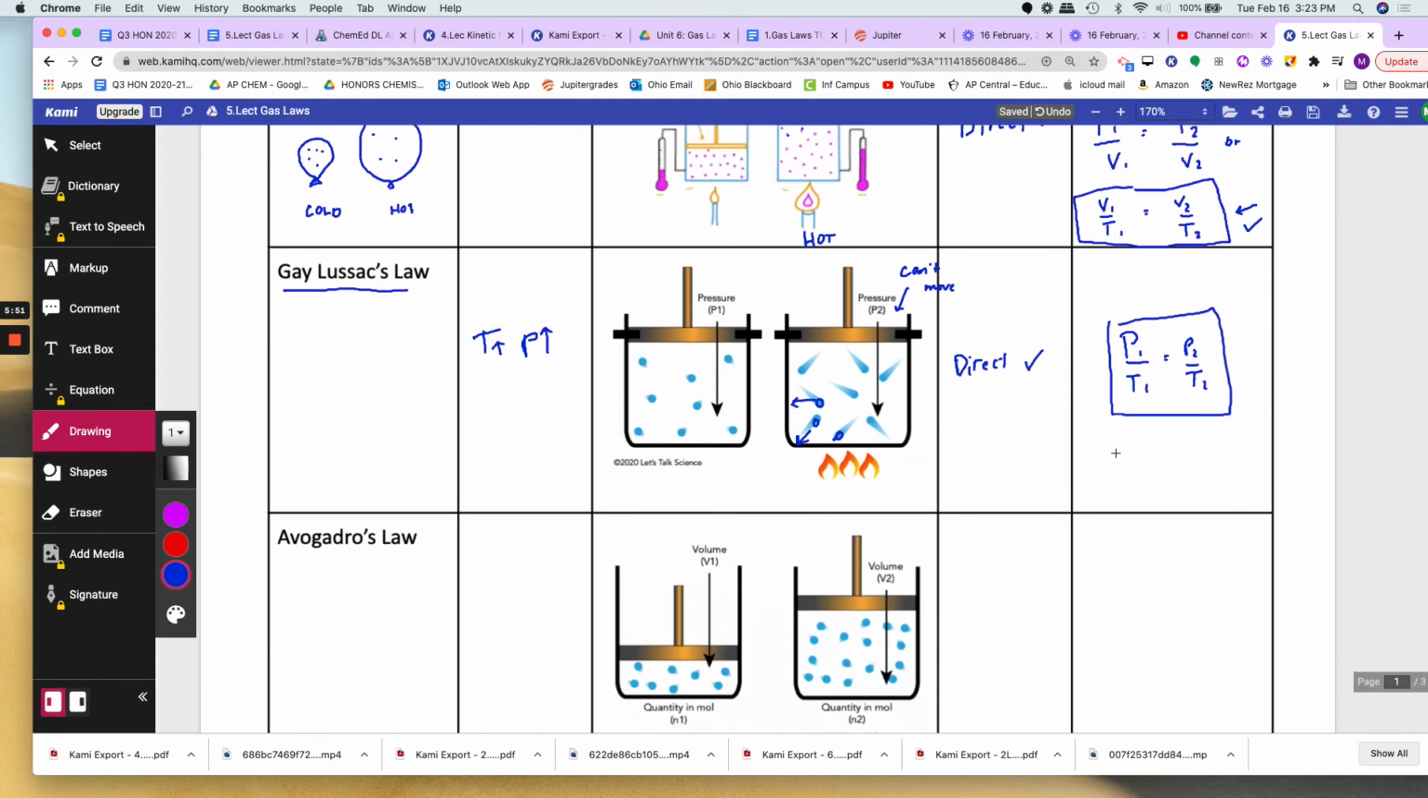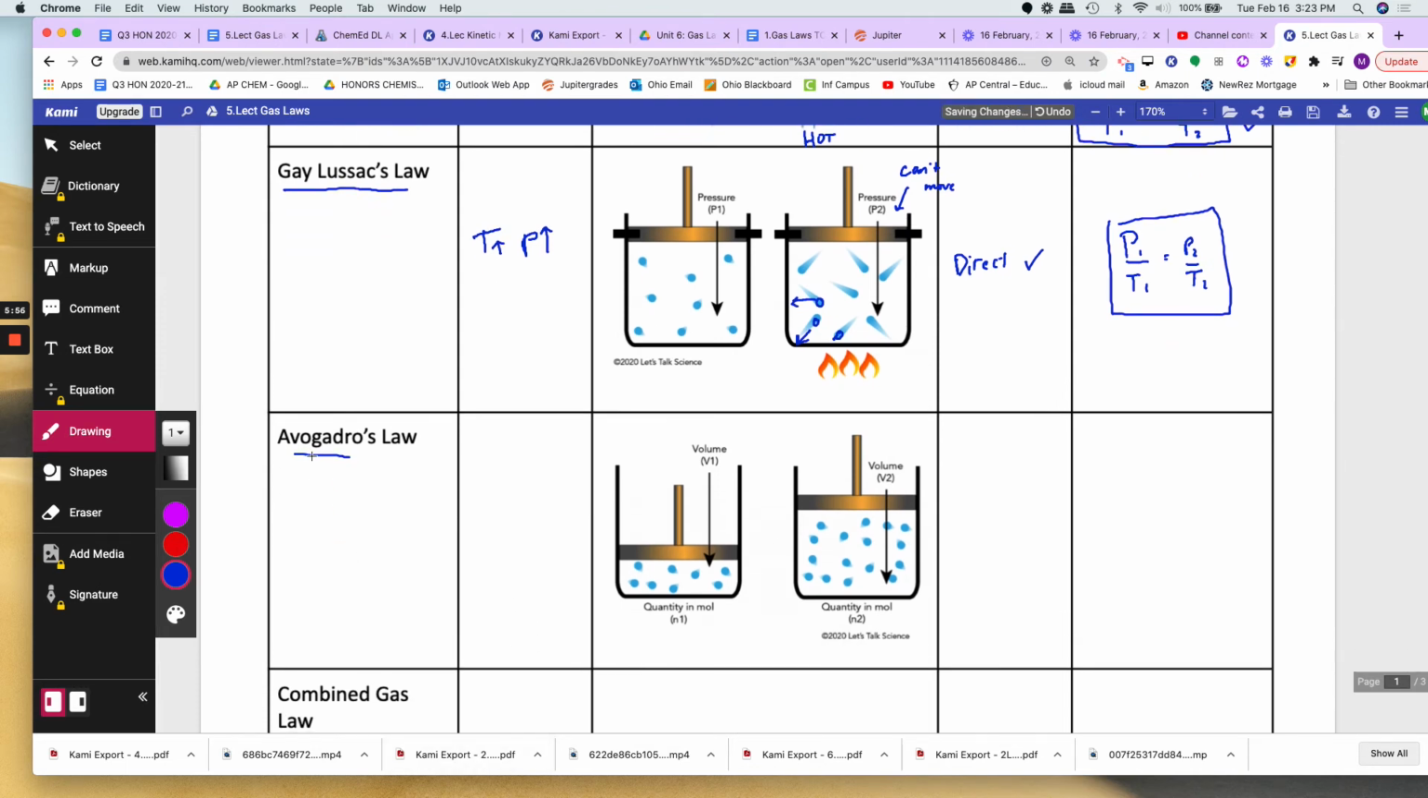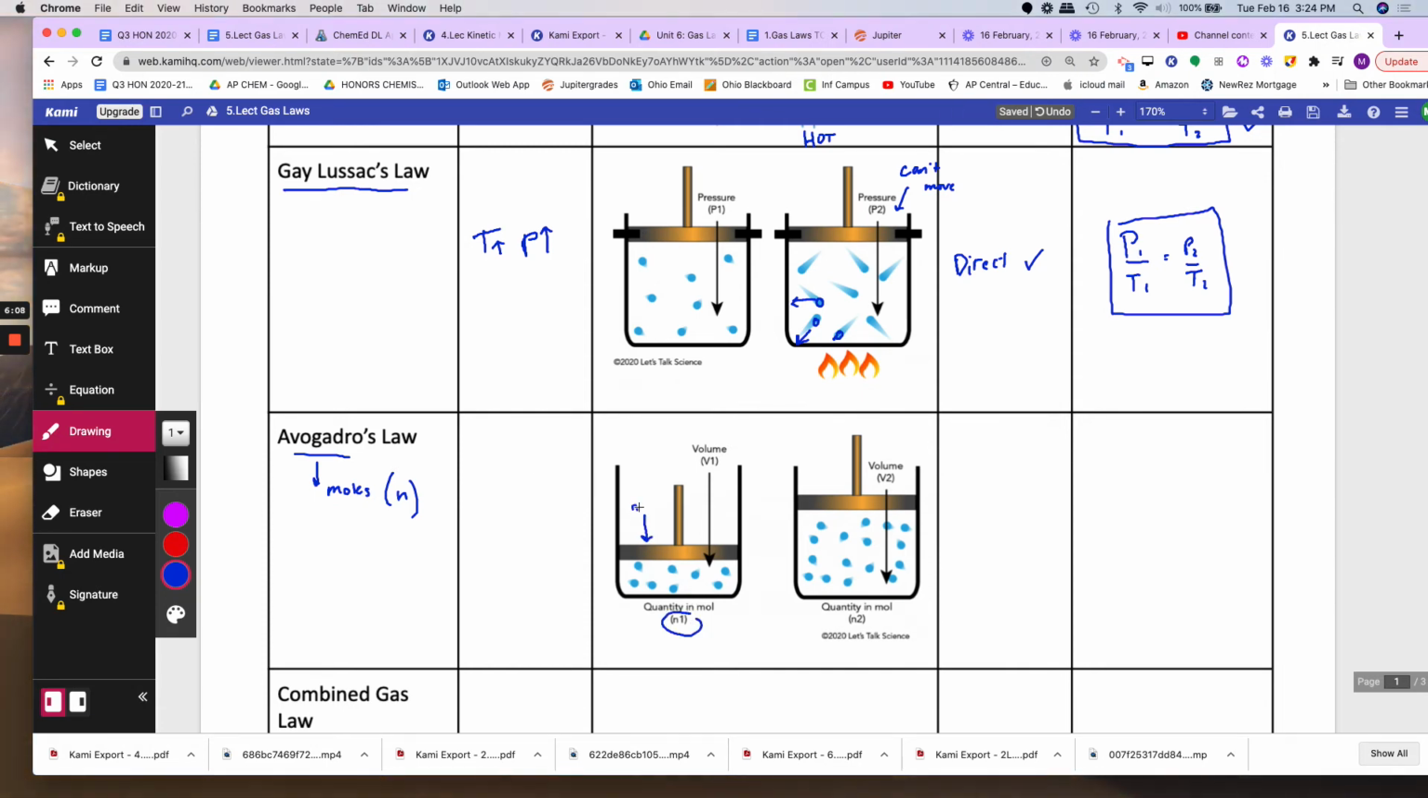Okay, the next one is Avogadro's Law. As you can see, Avogadro talks about the number of moles. The symbol for moles is lowercase n. Okay, so if you have 1 mole, and this is a movable piston right here, if you have 1 mole and you add more in there, that means you're going to double the volume. So if the number of moles goes up, then of course the volume in the container goes up.